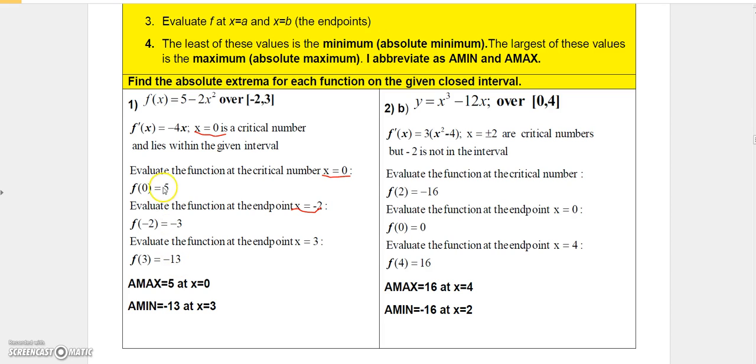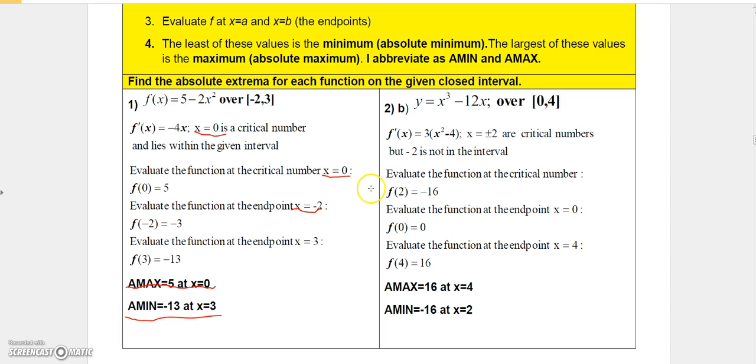Now, the absolute maximum and absolute minimum have to be at these points. So the largest value of these 3 points is 5. So my absolute maximum is 5 at x equals 0. And the smallest value of these 3 y values is -13. And so the absolute minimum is -13 at x equals 3.